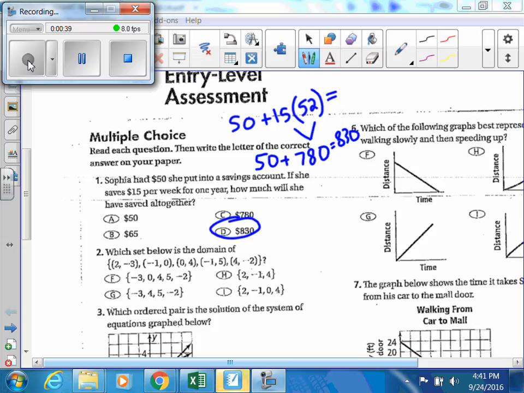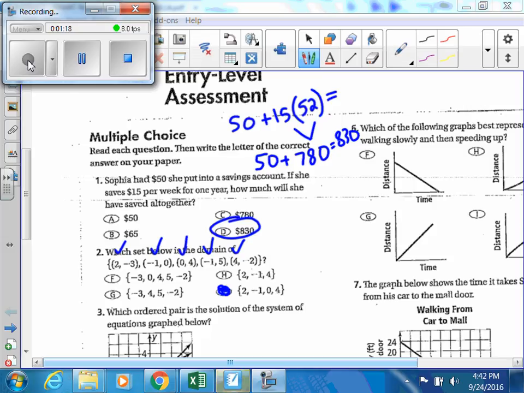Which set below is the domain? The domain is going to be the x coordinates of all of your function. So the x coordinates of all the ordered pairs, that's the domain. The range is the y coordinates. So if we look, we see a 2 here. That's the x coordinate. That goes with the domain. We see a 0, a -1, and a 4. So where do we have -1? That's the smallest number in the domain. And then we have 2, 0, and 4. So that's going to be right here with I.